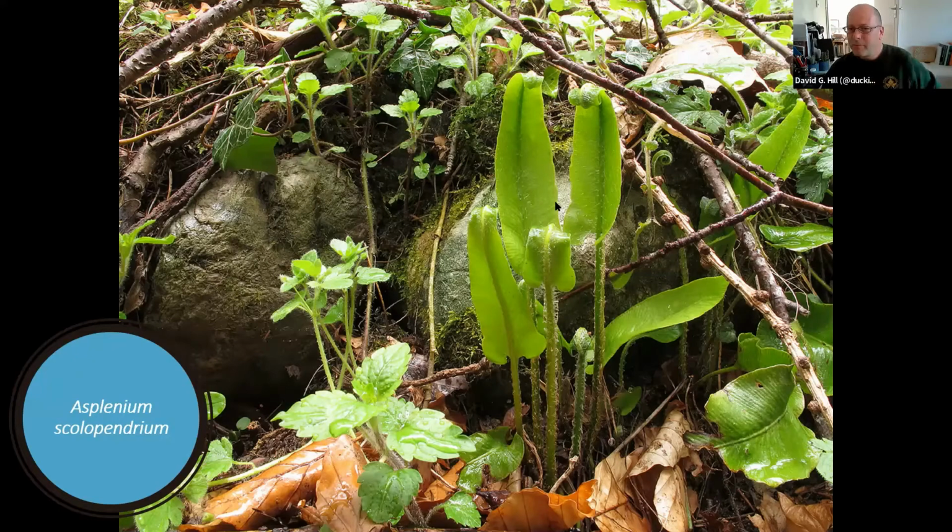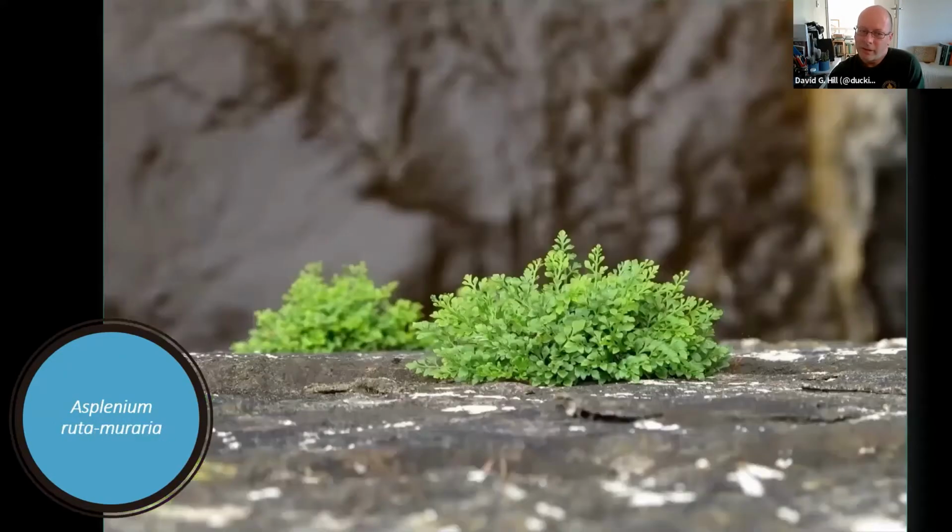Aspleniums are quite adaptable, and they've adapted well to the urban environment. So you should have an Asplenium somewhere near you. As I say, hart's tongue fern is a very common urban fern. Probably the most common urban fern is wall rue, Asplenium ruta-muraria.